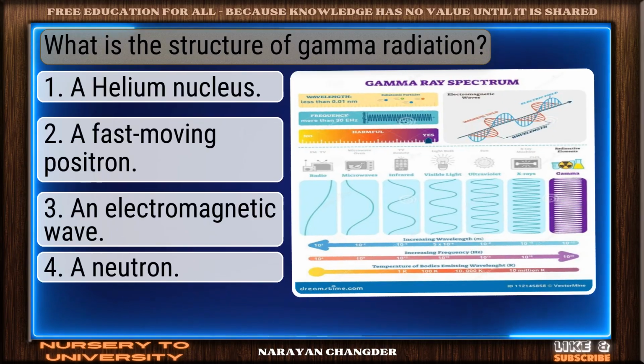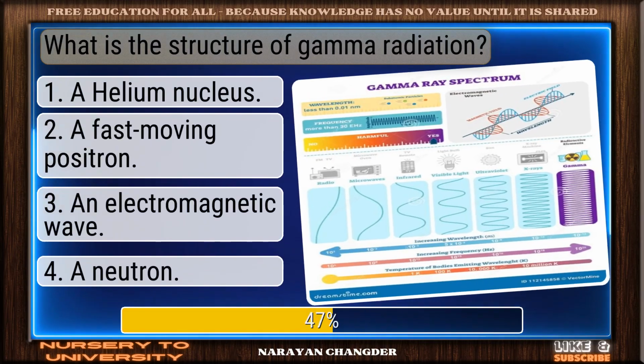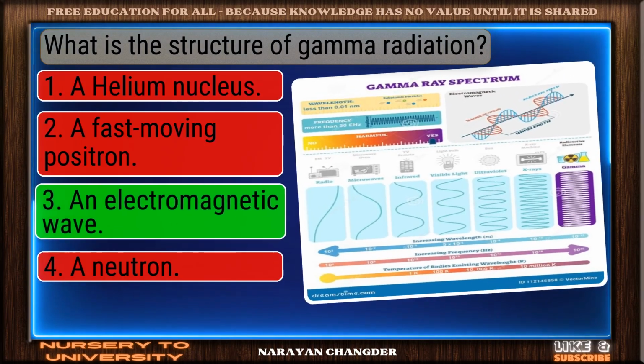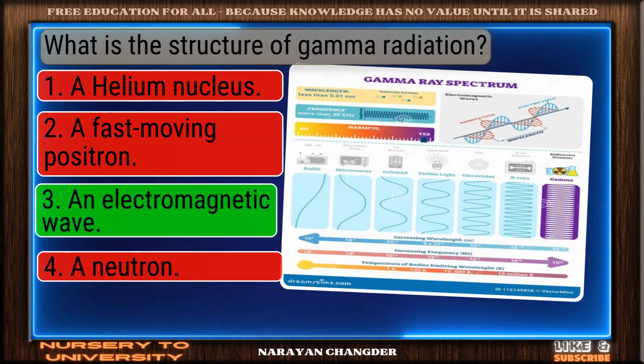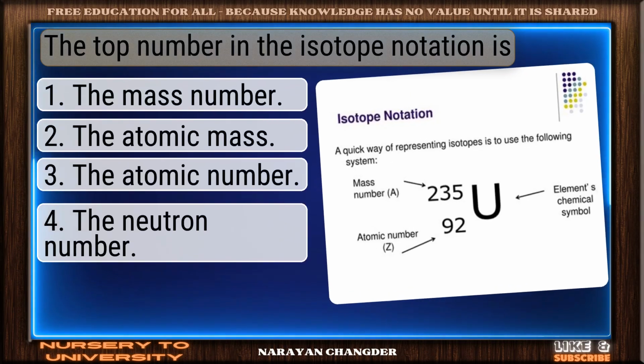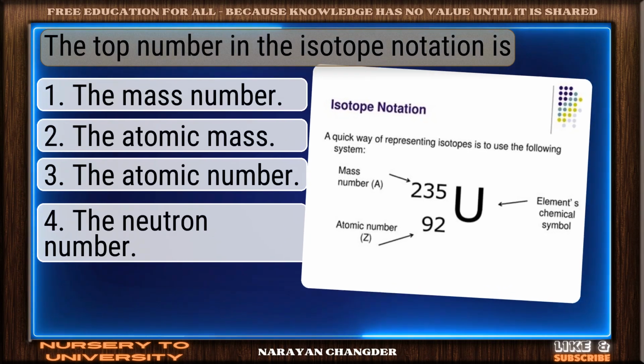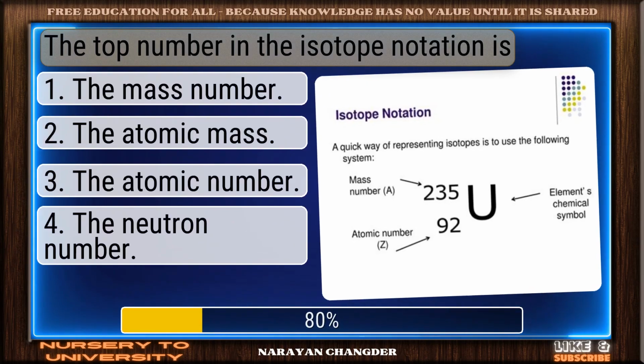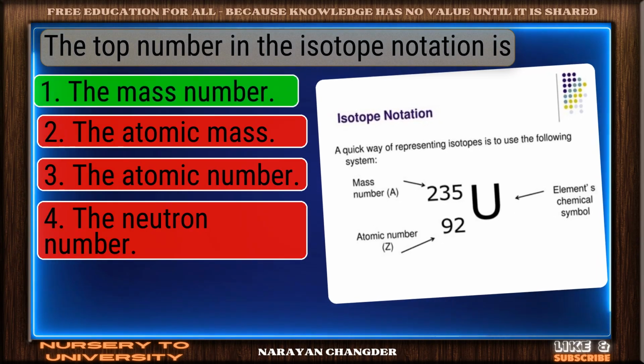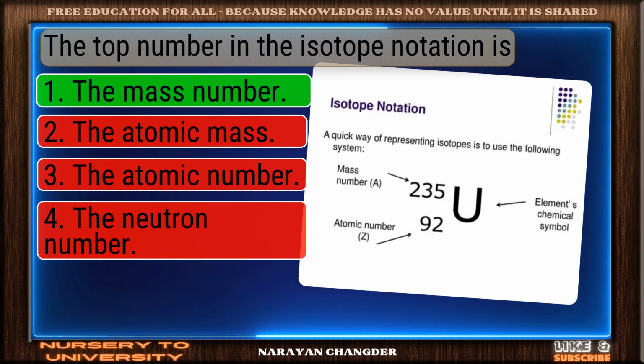What is the structure of gamma radiation? Bravo. An electromagnetic wave is the answer. The top number in the isotope notation is... Solid response. The mass number is a valid choice.